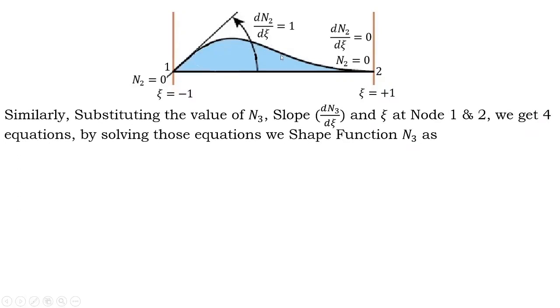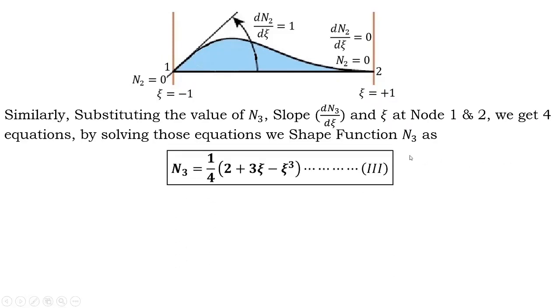Now similarly, we need to derive the shape function n3. So n3 is the shape function for vertical displacement which is there at node number 2, that is v2. And v2 is the vertical displacement at node number 2. Similarly, v1 is the vertical displacement which is there at node number 1. Therefore my n3 is almost similar to n1. Therefore, by substituting the value of n3, slope and zeta at node number 1 and 2, once again we are going to get the four equations. So solving those four equations, we will get the shape function n3.